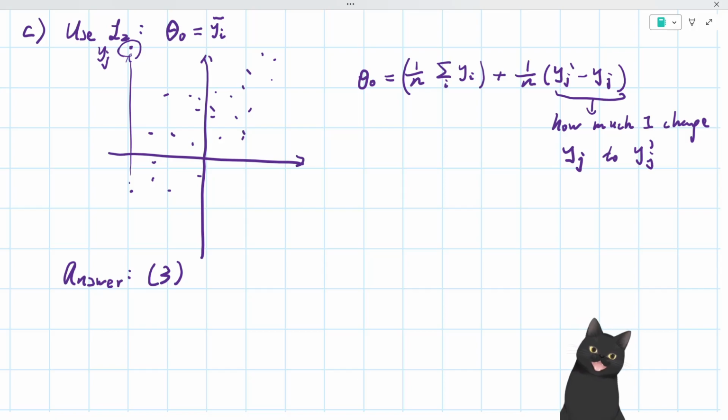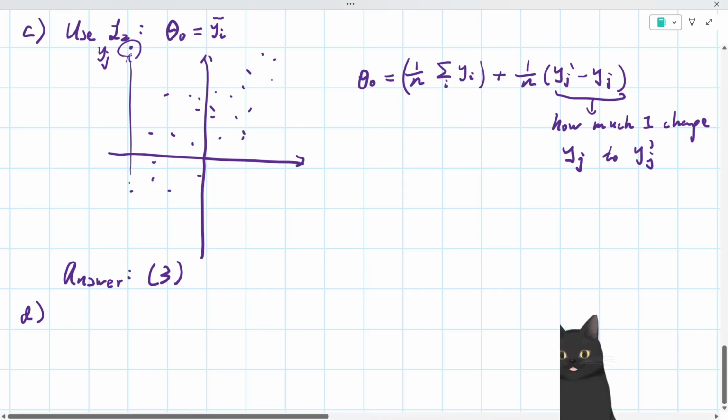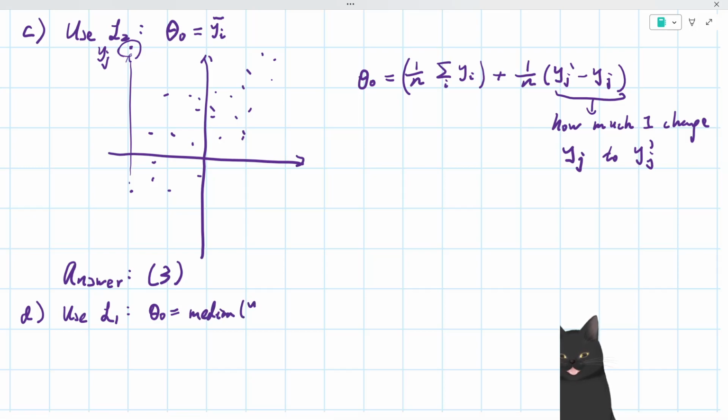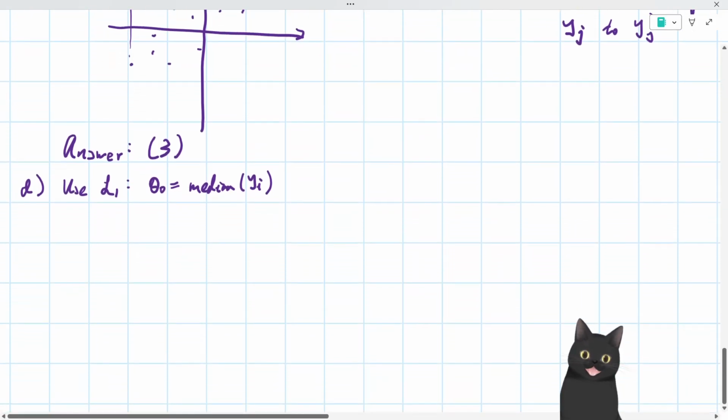But this can actually be addressed or at least mitigated by using a different loss. So let's look at part D to explain why I just said this. In part D, instead we use the L1 loss, where, keep in mind, that theta naught hat is now equal to instead the median of yi. So what does this change from mean to median really mean?